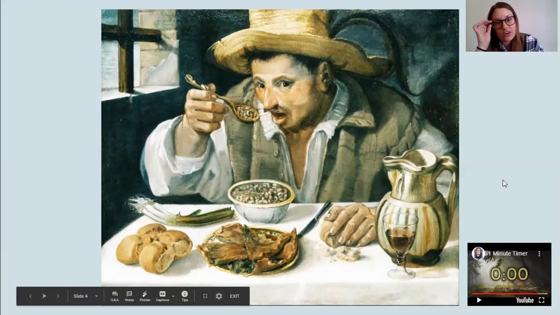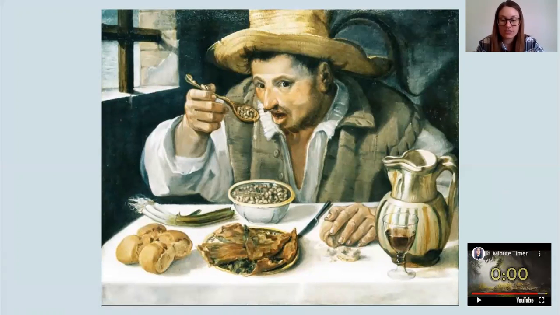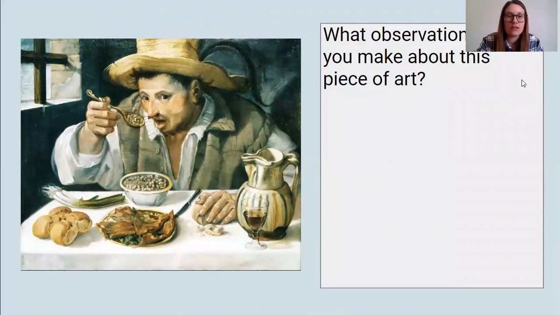Great job, second grade, observing this artwork silently. Let's go ahead and dive in to our notice and wonder. So looking at this painting, what are some observations you can make about this piece of art? What are some details that you notice? Take a look.